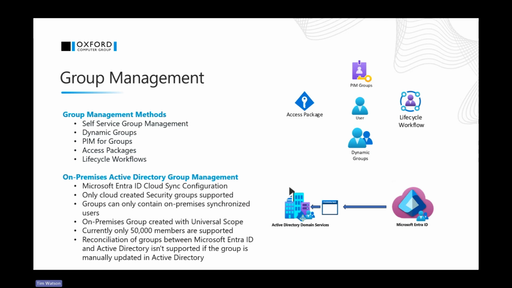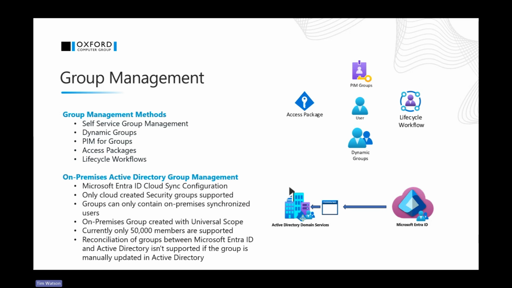Groups have to only contain on-premises synced users. Again, that's similar to MIM. In MIM, you had to have a user in a group that you're managing in MIM joined in your connector space and joined up. So not much difference there, but something to think about.